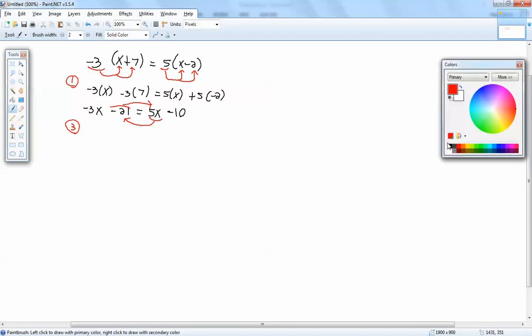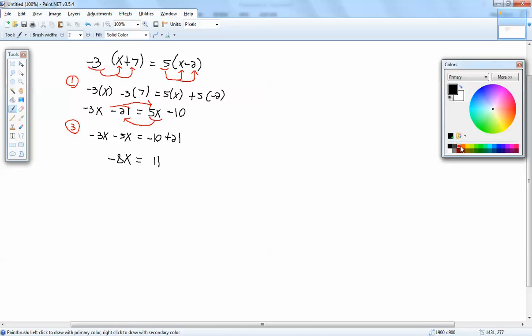Now remember, when you move anything across the equals, your sign changes. So the positive 5x becomes a negative 5x. The negative 21 becomes a positive 21. Okay, our note says to combine like terms in a step. Negative 3x and negative 5x gives us negative 8x. And to combine numbers, negative 10 plus 21 gives us 11.